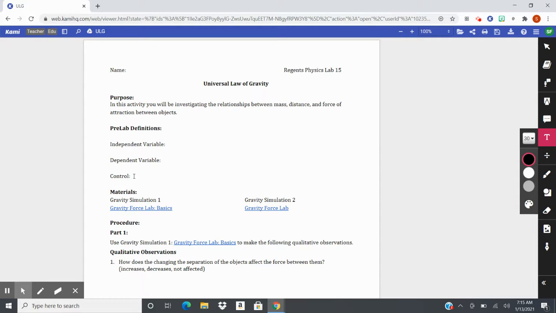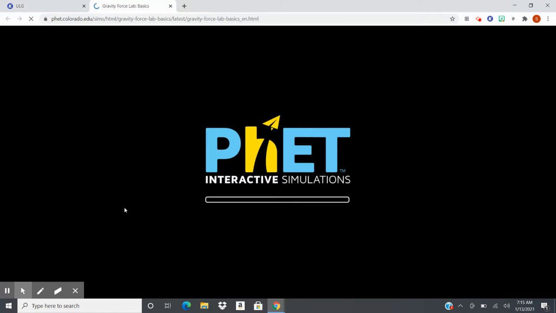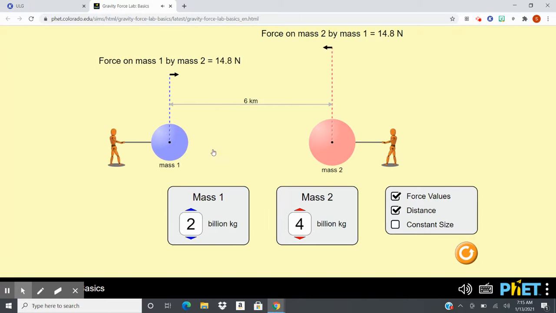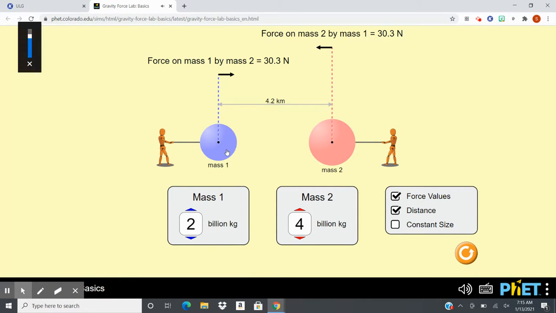Once done with those, I would like you to please open up your gravity simulation 1. Now notice, play around. What can you do here? Well, you can move the masses back and forth. You can change the size of the masses. And notice what you have here. You have the force, the gravitational force between the masses. Notice that they are the same.